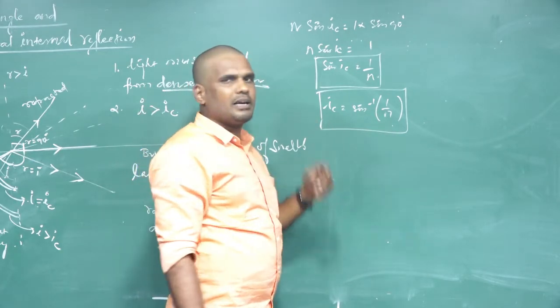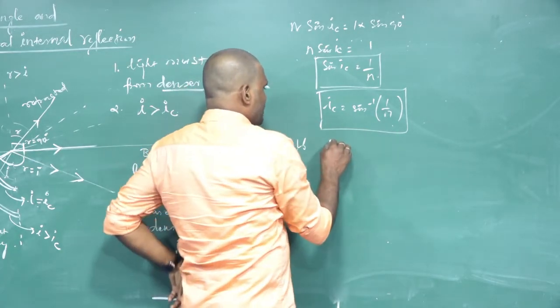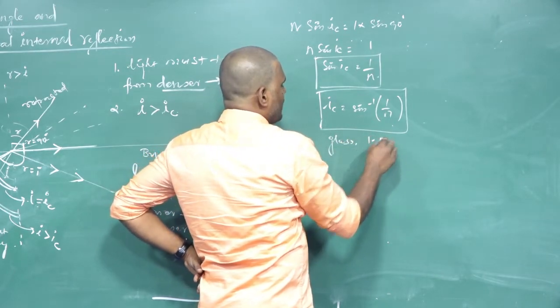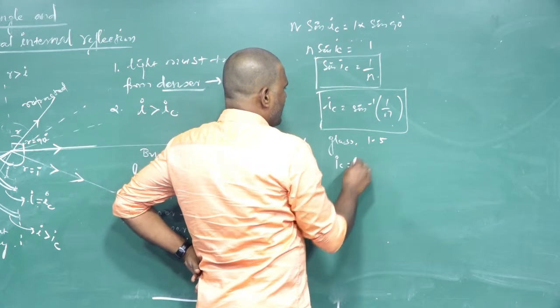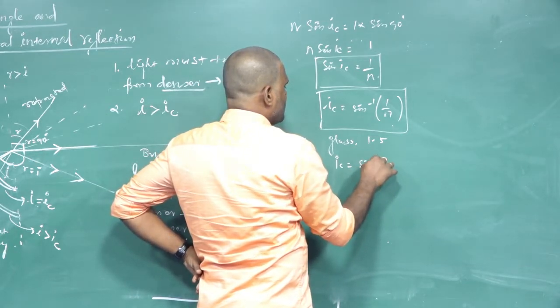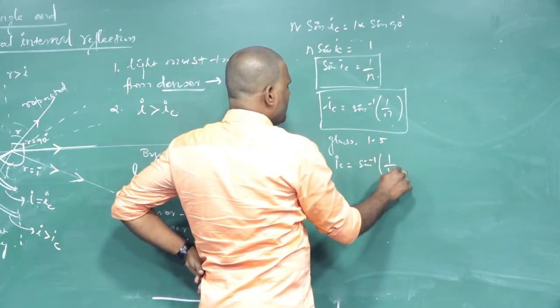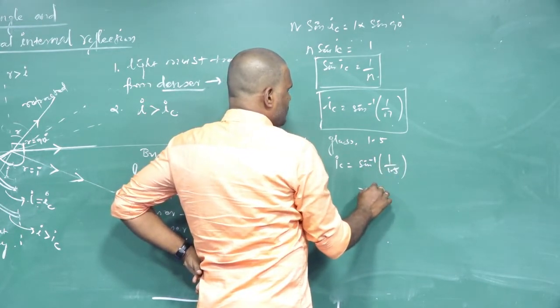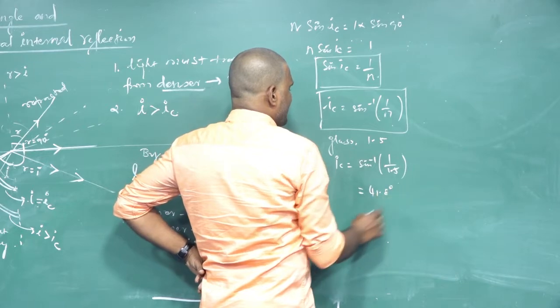I can go with some example here. For example, if I consider glass has a refractive index 1.5. So the critical angle for glass is IC equals sine inverse of 1 divided by 1.5, which is sine inverse of 2 by 3, which is almost 41.8 degree.